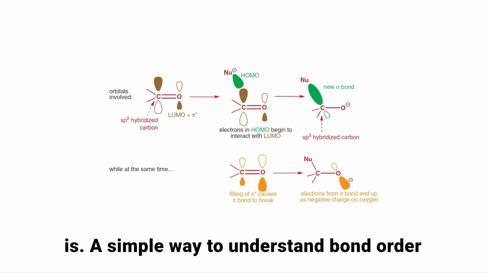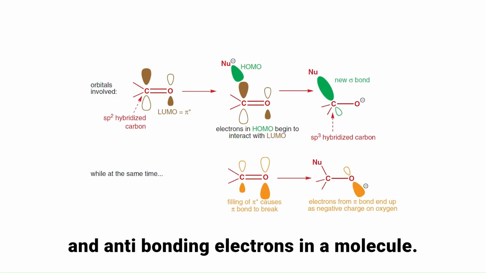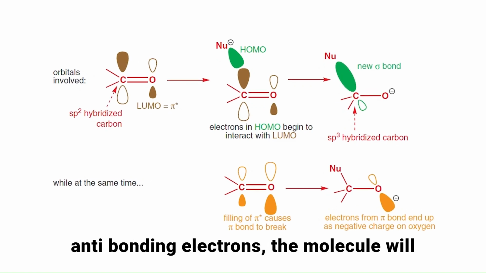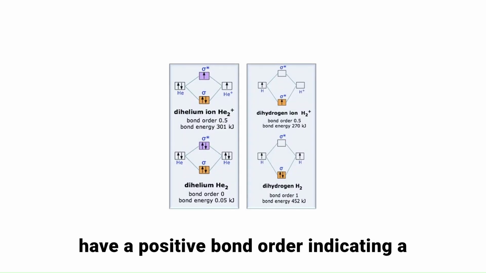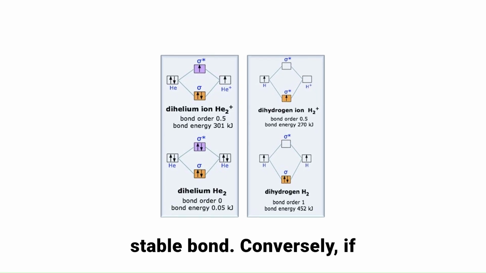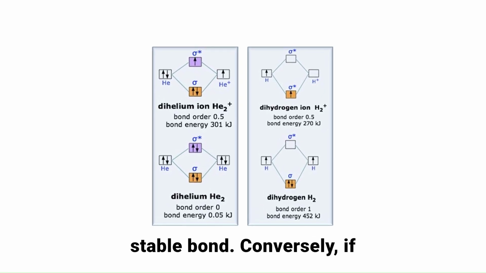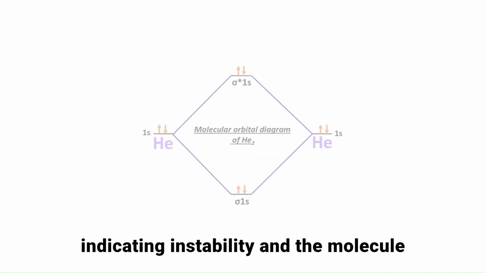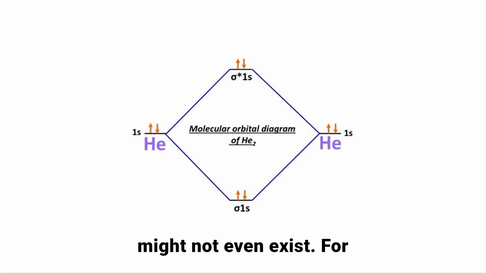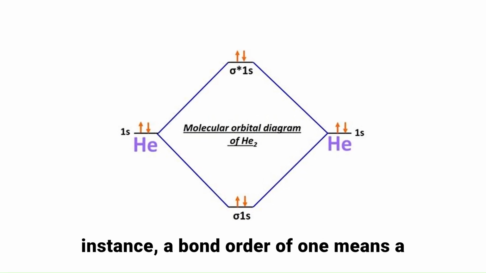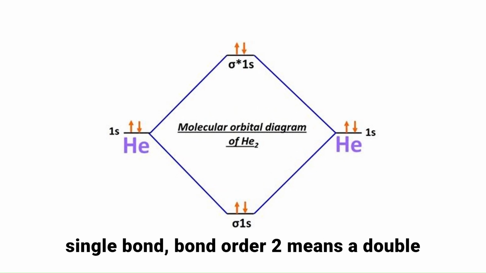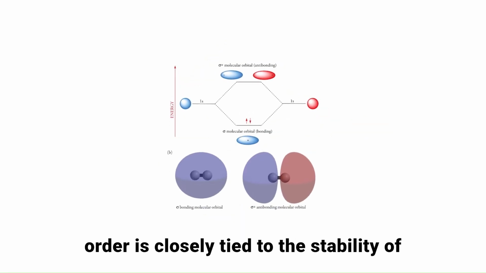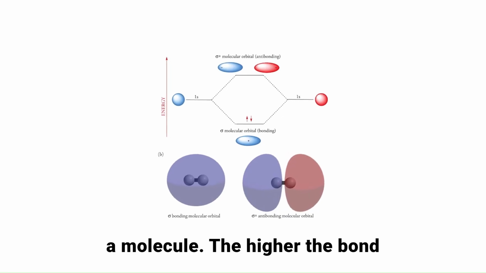A simple way to understand bond order is by looking at the number of bonding and antibonding electrons in a molecule. If the bonding electrons outweigh the antibonding electrons, the molecule will have a positive bond order, indicating a stable bond. Conversely, if there are more antibonding electrons, the bond order will be negative, indicating instability, and the molecule might not even exist. For instance, a bond order of 1 means a single bond, bond order 2 means a double bond, and so on.